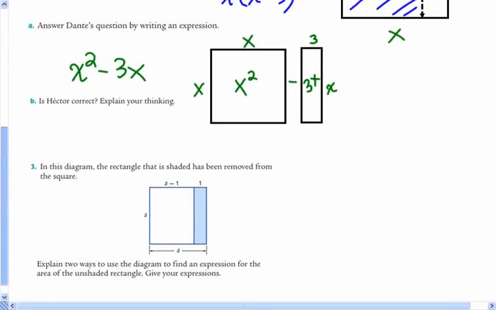The next problem is another one like that where you're taking part of it off. We're going to do that one in class. I'm going to skip to number 5. We'll do number 4 in class.